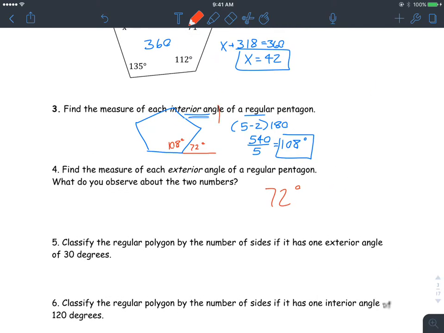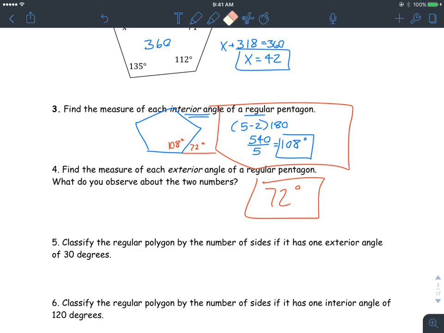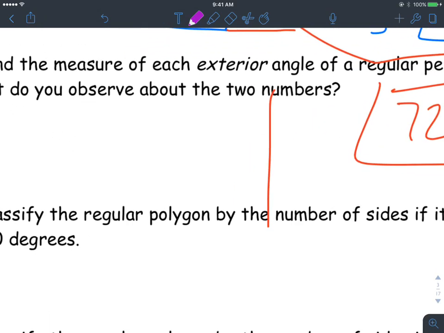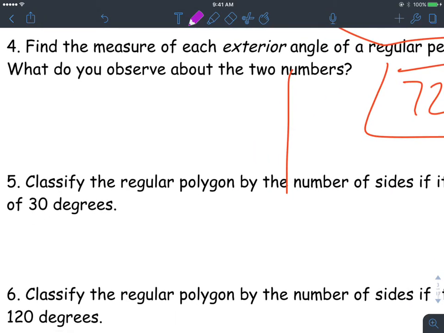Now, you have to do all this work first to get to 72 degrees, but there's actually an easier way. So I'm going to draw a little line down the page. This is how I do it if I'm starting from scratch. So say I got a brand new problem and I didn't know how to do it.